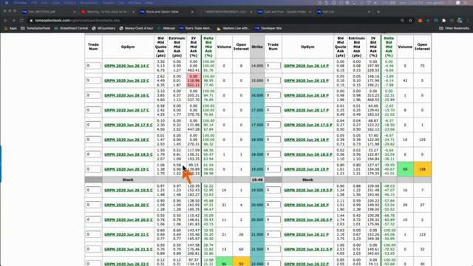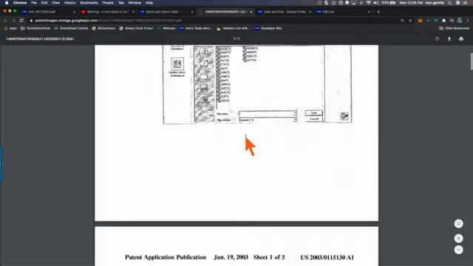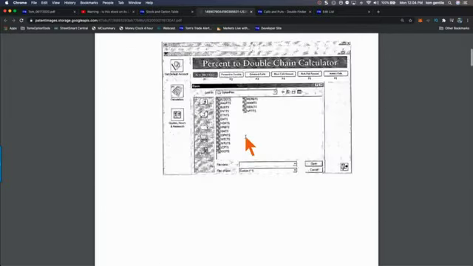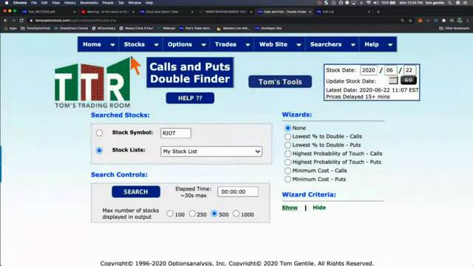All right, while I'm waiting, I'm going to show you the percent to double formula. It was invented long ago, but believe it or not, there was a patent application filed on the percent to double back on June 19th of 2003. Since then, percent to double is now used in a few different software programs. We have it right here in tomsoptiontools.com, and I see a lot of no's on here.